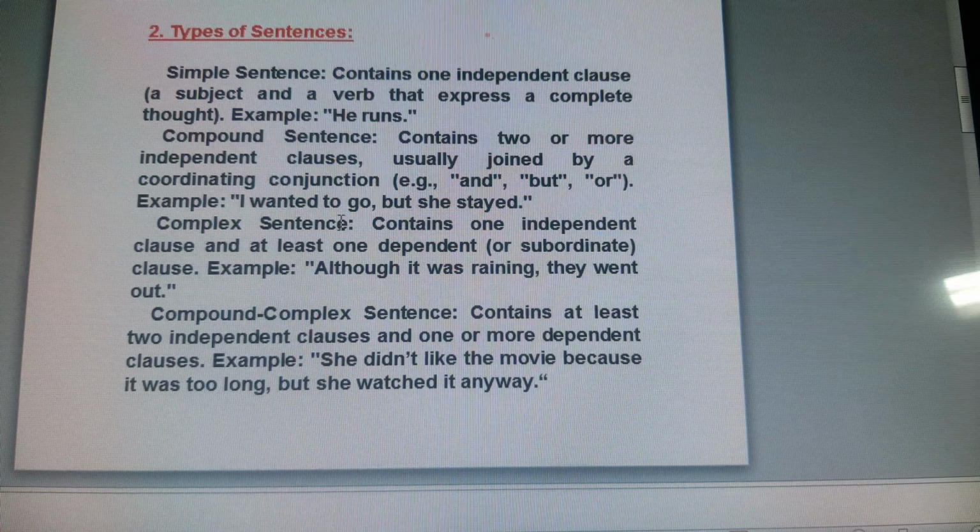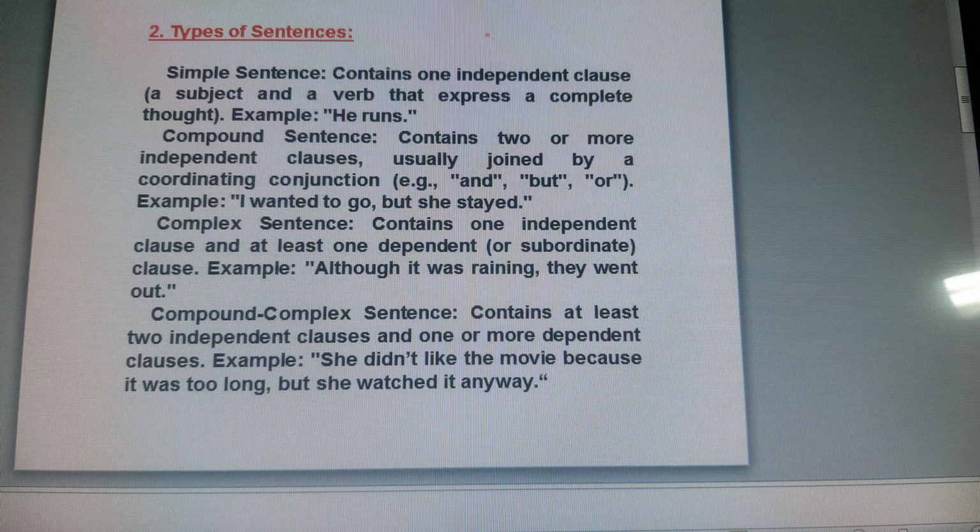Example: I wanted to go, but she stayed. Complex sentence contains one independent clause and at least one dependent or subordinate clause. Example: although it was raining, they went out. Compound complex sentence contains at least two independent clauses and one or more dependent clauses. Example: she did not like the movie because it was too long, but she watched it anyway.